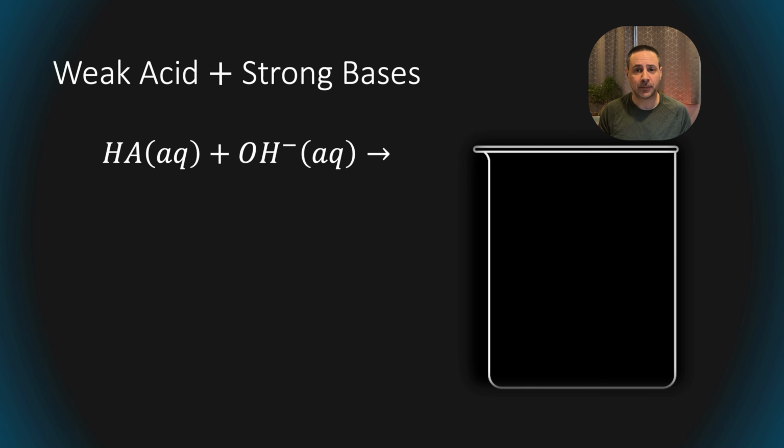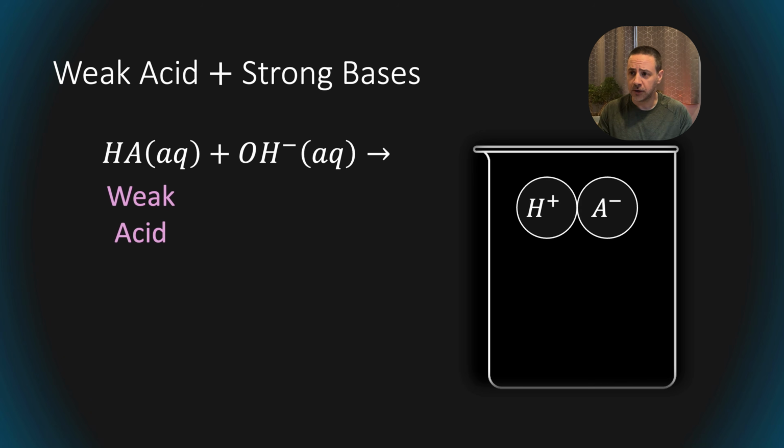I'm going to use HA as my generic form for a weak acid. We'll see as we work some other problems how A can turn into a lot of other different substances. But this is my weak acid. We take this, we dump it into solution. It is comprised of H+ and A- stuck together.